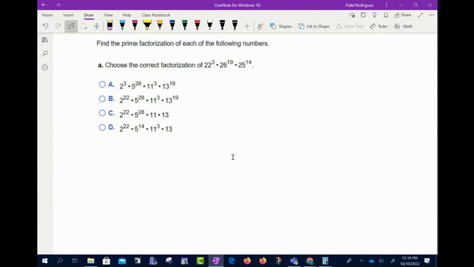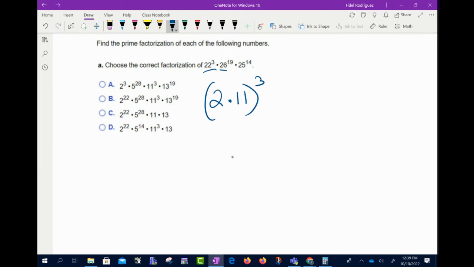Okay, so I'm going to keep moving along here. We're still looking for the factorization of these numbers. So again, just like we did in the other problem, I'm going to break these numbers down. When I see 22, I think of 2 and 11. Now remember, that's being raised to the third.